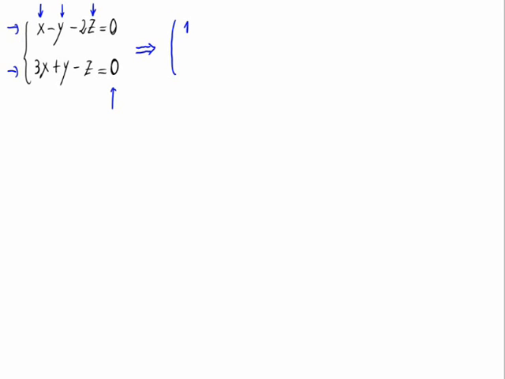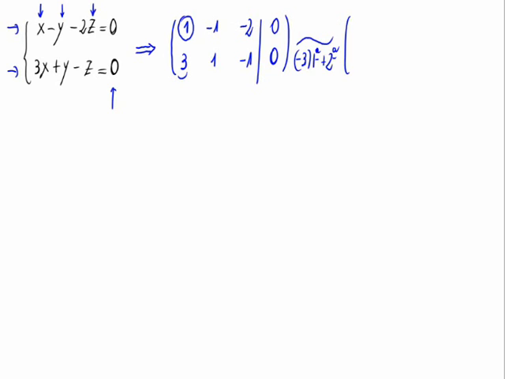The first equation is 1x, we have to write the coefficients, plus 1y plus minus 2z equal 0. And the second equation is 3x plus 1y plus minus 1z equal 0. With this one, I'm going to make a 0 in this 3. So, by which number do I have to multiply the 1, so when I add it to 3, I obtain 0? This is easy, minus 3.